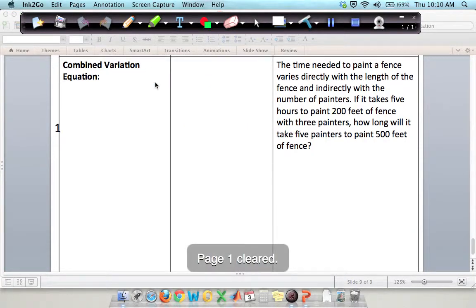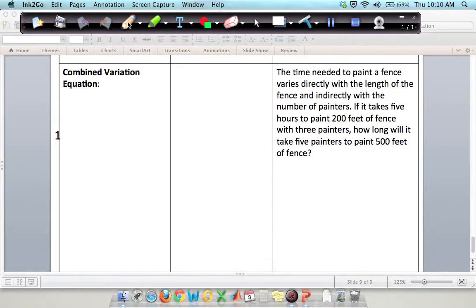Okay, same thing with combined variation equation. There's many different options. Combined means it could be any combination of direct or indirect and joint. You just have to read the words and write out the equation that you're given. So again, one example of combined would be y equals k times z over the square root of v. Okay, so y varies directly with z and indirectly with the square root of v. So it's one combined variation equation.